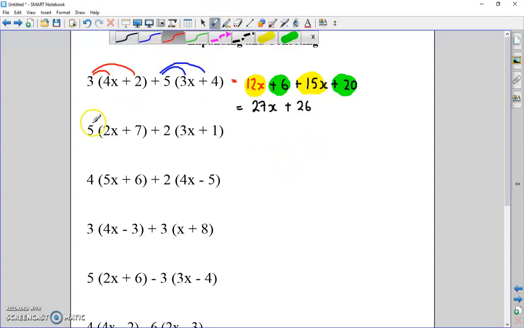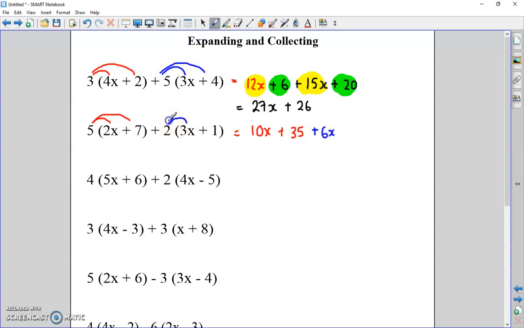Look at the next one. 5 times 2x, 10x. 5 times 7, 35. Then do the second bracket. 2 times 3x, 6x. And 2 times 1 is 2. If we put the things which are like each other together, we've got 10x and 6x. They can be added together. 35 and 2, 37, they can be added together.